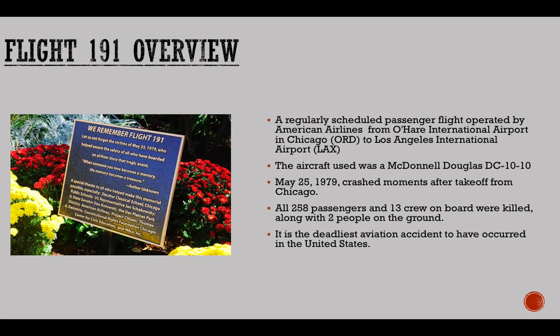Flight AA191 was a typical scheduled route that operated from ORD to LAX for passenger commercial use. The aircraft typically assigned this flight number was a DC-10. On May 25, 1979, the aircraft crashed, killing everyone on impact and 2 on the ground. Today, it is still considered the deadliest aviation accident to ever occur in the United States.